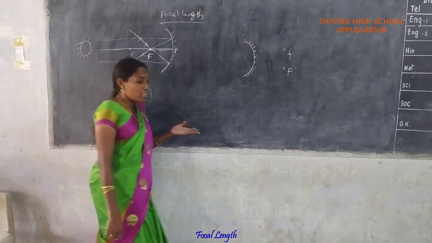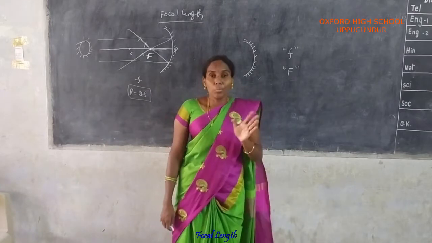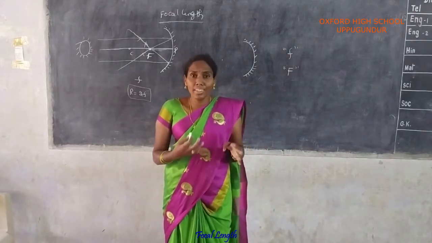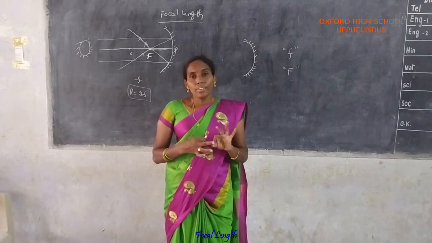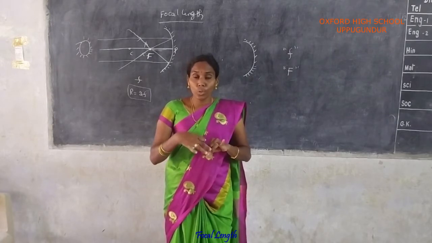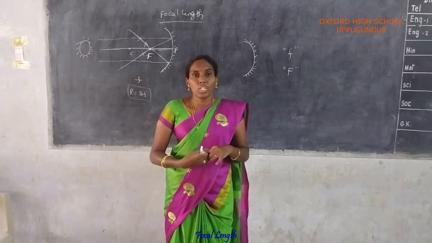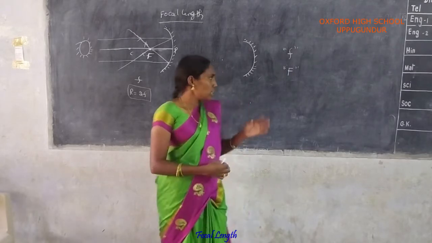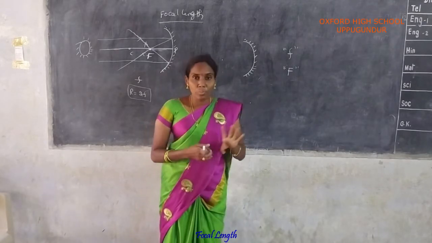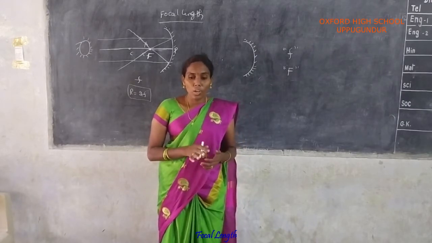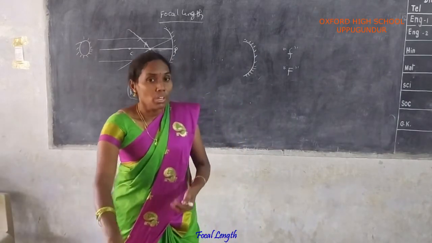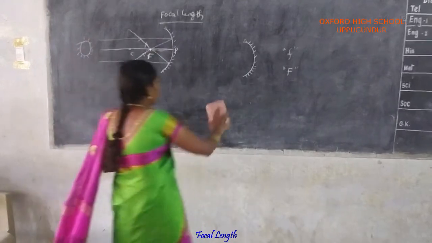In the previous class we discussed the terms related to the spherical mirror. First, pole, center of curvature, radius of curvature, focus, focal length, aperture. After that, what is the object distance, and next, what is the image distance.